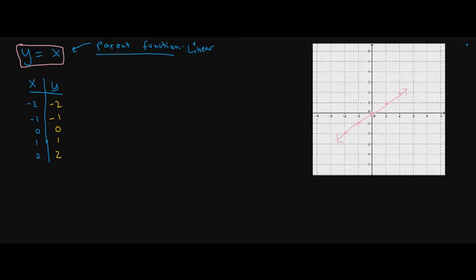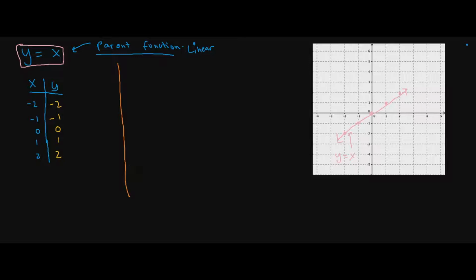All right, so this is my parent function, y is equal to x. And you'll see it's just a straight line like this, and we know it's y equals x, and that's all we have to do. Now let's begin to understand what happens.